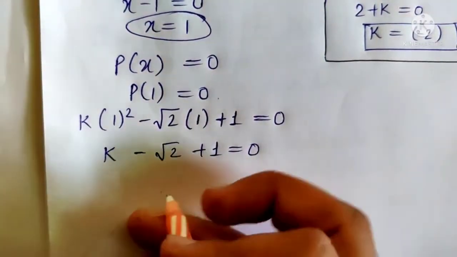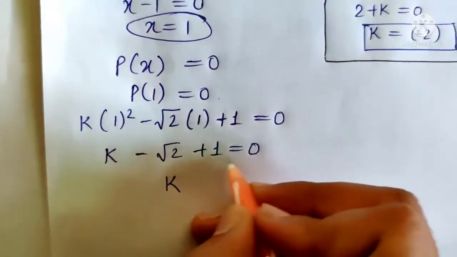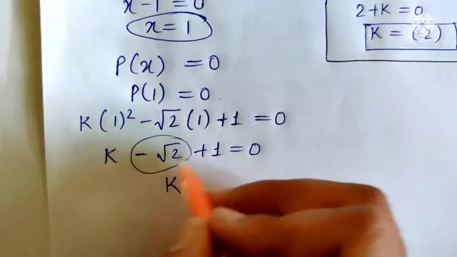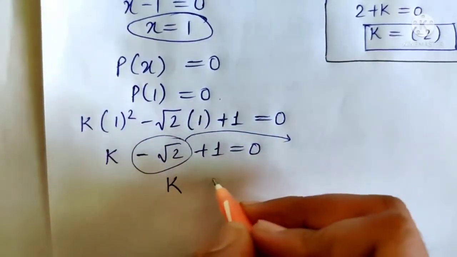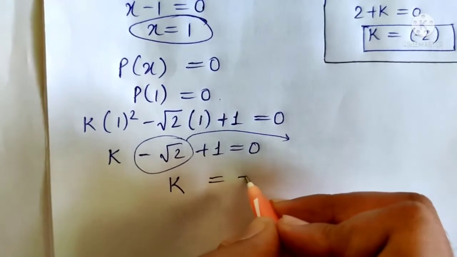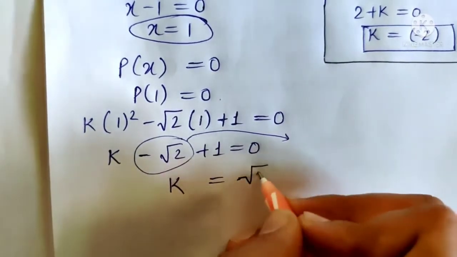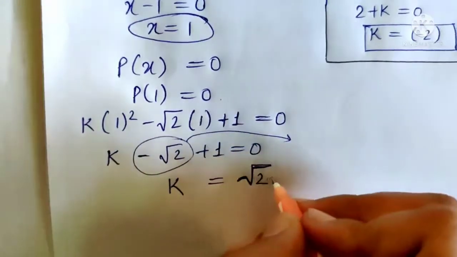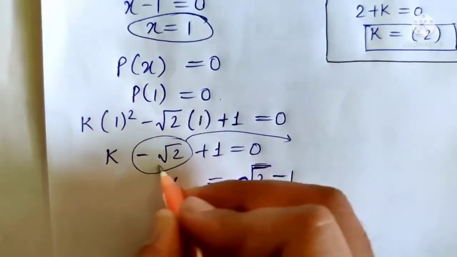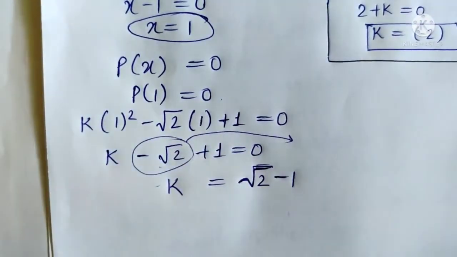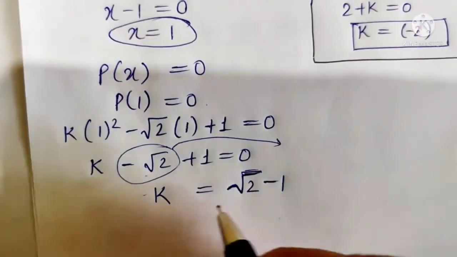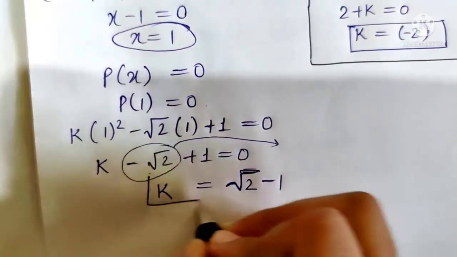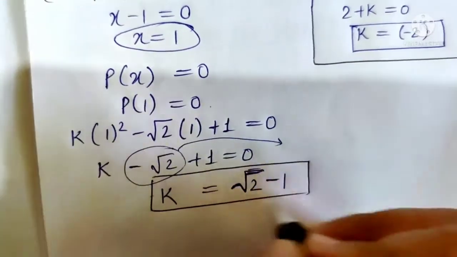Here we have to find the value of k now. So we will keep k here only, and this minus root 2 we will take towards the right hand side, so it becomes plus root 2. And this plus 1 will become minus 1. So our k value came root 2 minus 1. In this way we have found the value of k, that is root 2 minus 1.